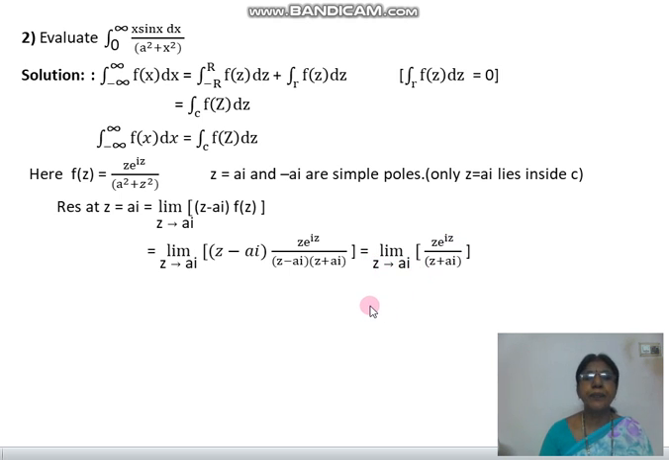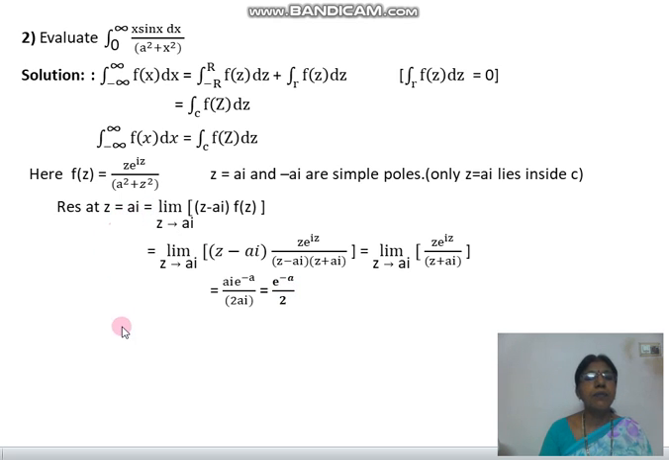Now we get, in place of z put ai: ai e power i into ai, and i square is minus 1, so e power i into ai means e power minus a. This is the numerator. What about the denominator? In place of z, ai plus ai, you get 2ai. Here a cancels, then i cancels, and you get e power minus a by 2. This is the residue of the function at z is equal to ai.